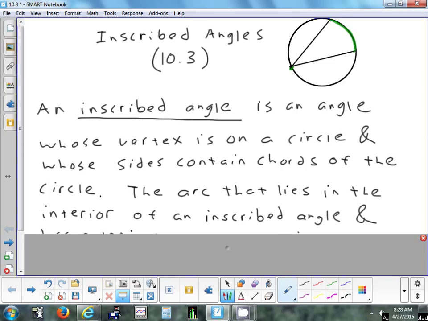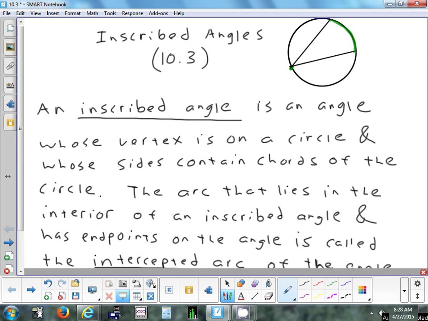Well, there's a special connection between that arc in green and that angle. I'm going to tell you what it is in a second. But this arc in green is called an intercepted arc. It's where the two sides of the angle intersect the edges of the circle. Okay, and if you want to write all that down, if it helps you, that's great. If you just want to make a picture and label it with those words I've underlined, that's just as good. Okay, so that's the intercepted arc. That's an inscribed angle.